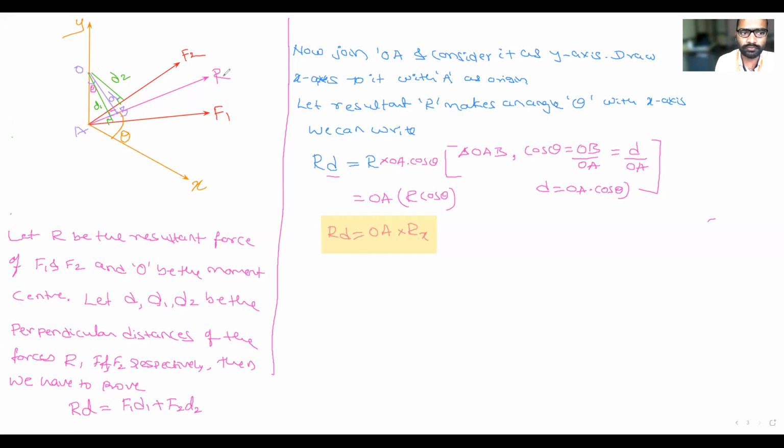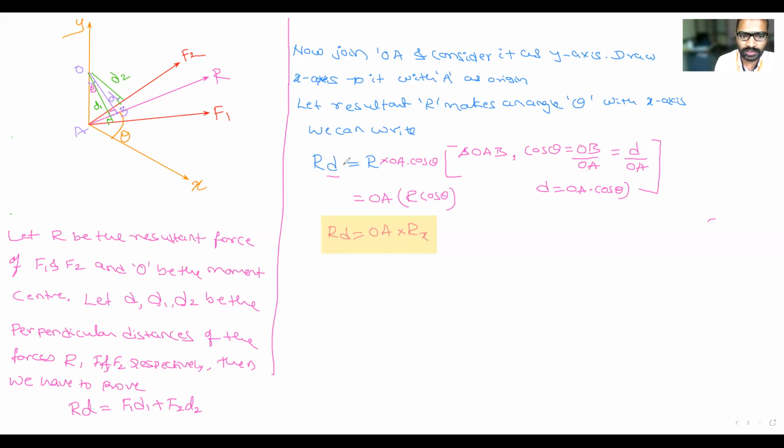I want the moment of force R. So this force is R. What is the perpendicular distance? That is D. R into D is equal to R as it is. I want the formula of D. So there is a triangle OAB. From this triangle OAB, this angle O is theta. So cos theta is equal to adjacent upon hypotenuse. Adjacent is how much? That is D. OB upon OA is equal to D upon OA. I want the value of D. Therefore, D is equal to OA cos theta.